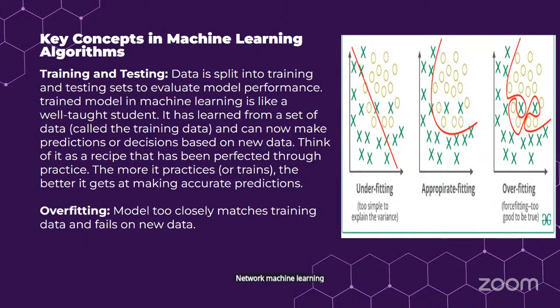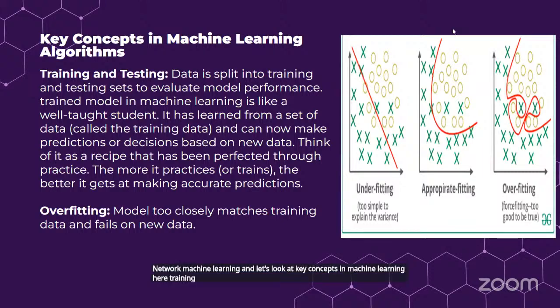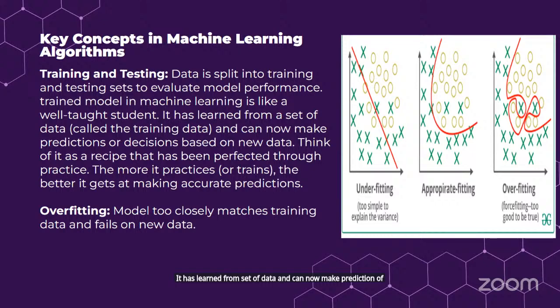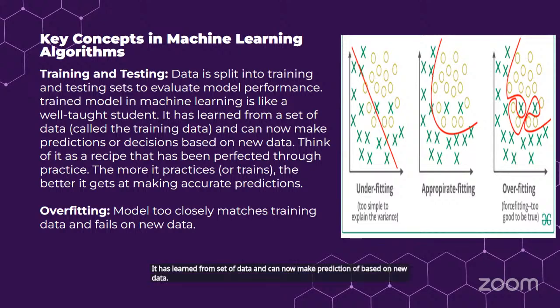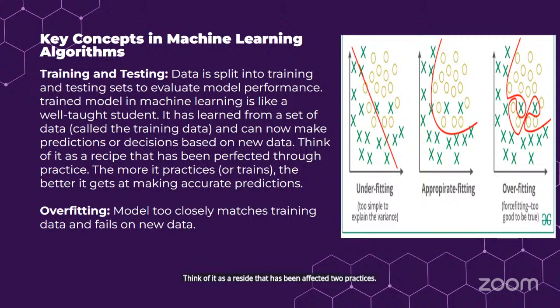Let's look at key concepts in machine learning here: training and testing. Data is split into training and testing sets to evaluate model performance. A trained model in machine learning is like a well-taught student. It has learned from a set of data and can now make predictions or decisions based on new data. Think of it as a skill that has been perfected through practice. The more it practices, the better it gets at making accurate decisions.